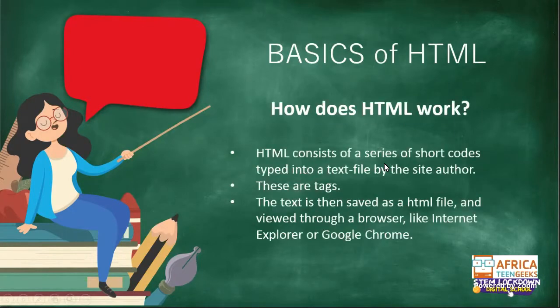How does HTML work? HTML consists of a series of short codes typed into a text file by the site author. Now, the site author is us. We are the ones creating the site. So we are going to create a series of short codes and type them into a text-based program. Another text-based program that we use is Microsoft Word. However, the difference between Microsoft Word and the program that we're going to be using is that it is plain text, which means that it can simply be put onto a website.